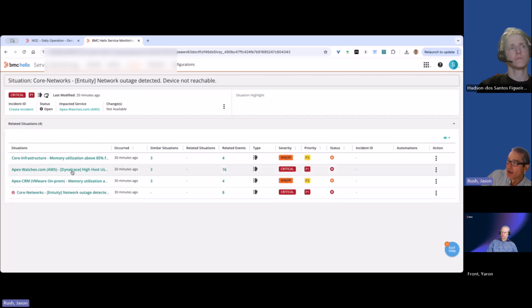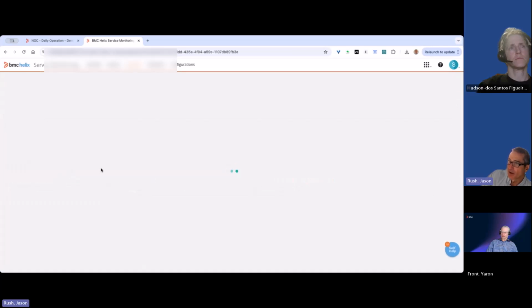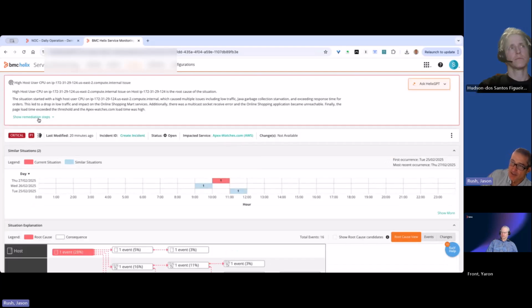Within this situation, we can now click and see, okay, what's going on here? I'll click on one of these situations and then let it load. We are in a demo environment. So here's what I meant when I said best action response.